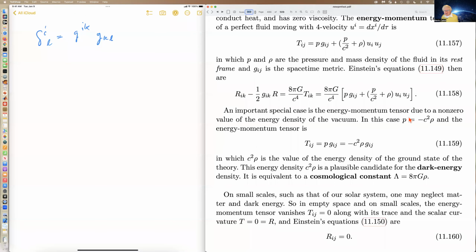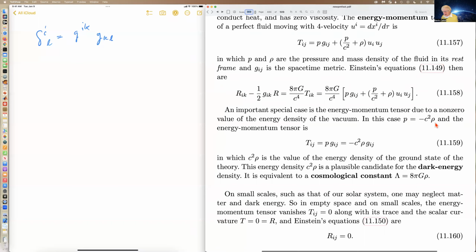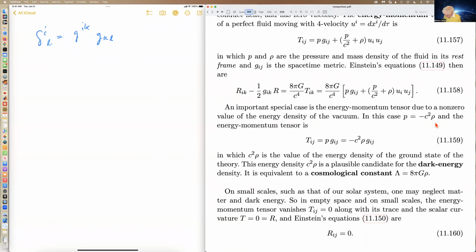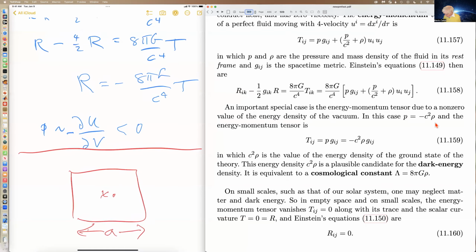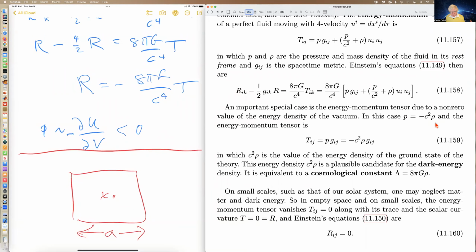Anyway, for the energy density of the vacuum, it turns out the pressure is minus c squared times the mass density. And I said to you last time, the reason for that is that for an ordinary system, if you have a gas and you increase the volume, the pressure of the gas molecules pushes the sides out, and the work that they do means that they lose energy.